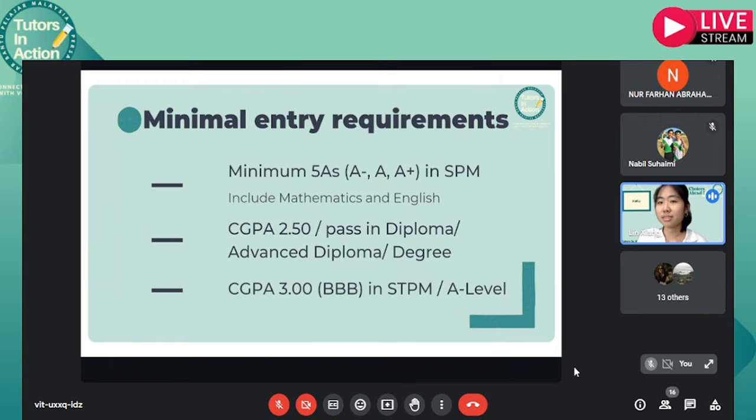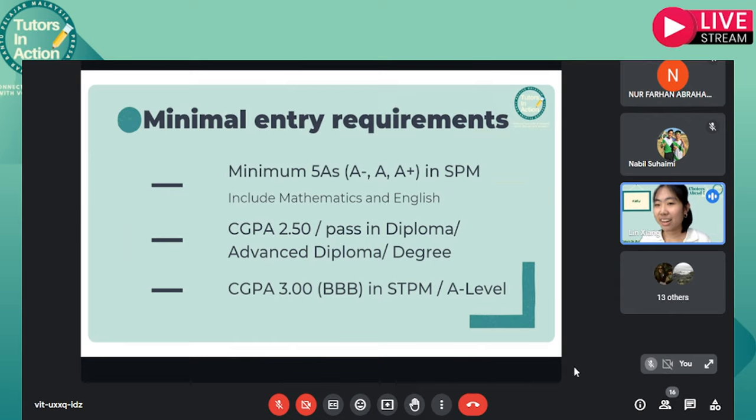So this is the minimal entry requirements, and this is where it gets a bit cruel. You need to have a minimum of 5 A's in SPM, which includes A minus, A and A plus, and includes mathematics and English as well, in order to get into this course. If your SPM results aren't out yet and you think you cannot achieve it, then just forget about what I said earlier.